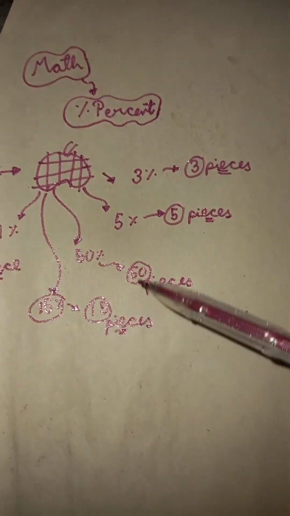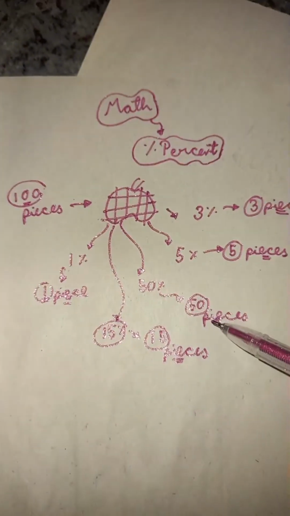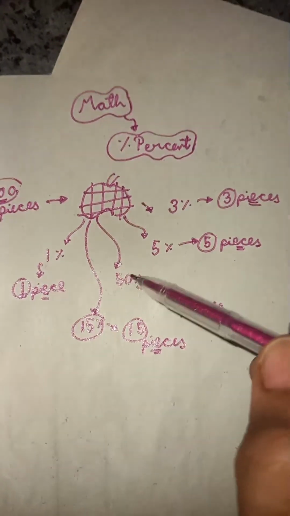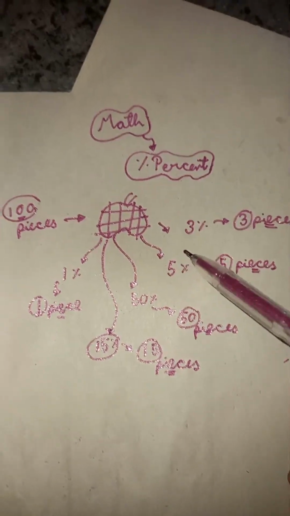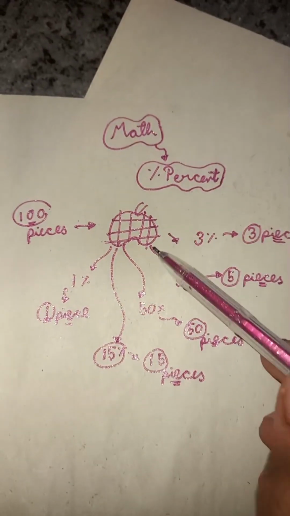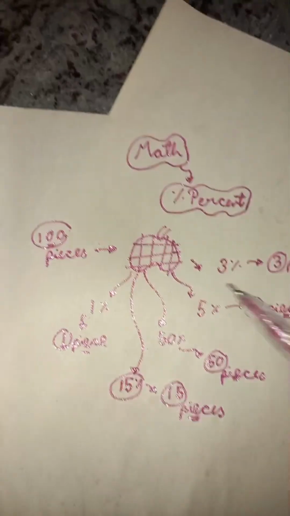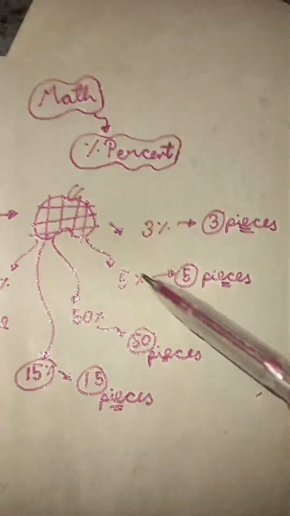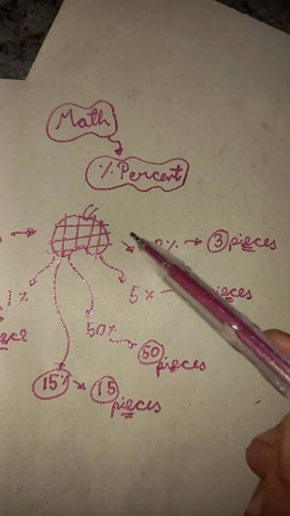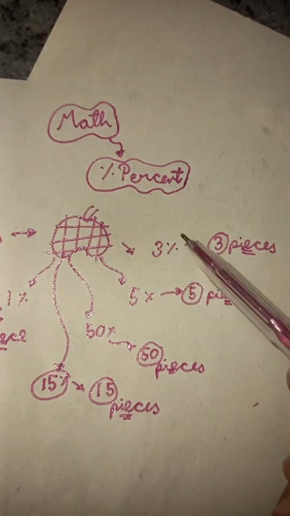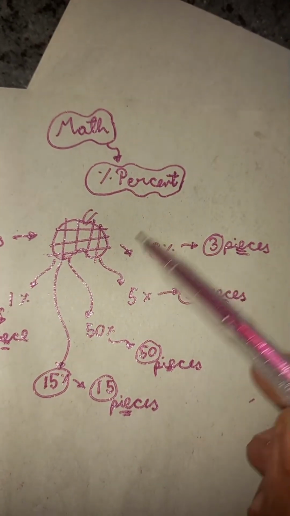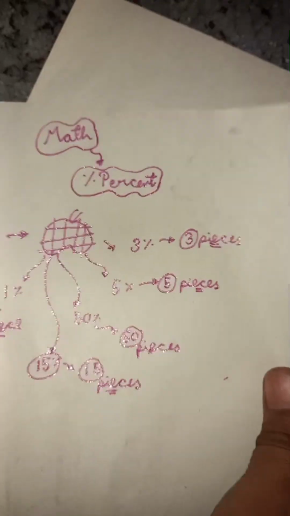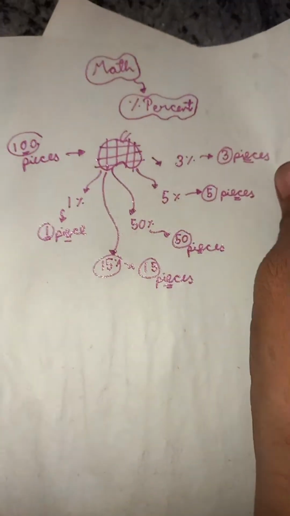You take 15 pieces or 50 pieces. If you take 50 pieces, it becomes 50% of the apple. You can take 5 pieces in 100 pieces, and it is going to become 5% of the apple. Or you can take 3 pieces, and it is going to become 3% of the apple.